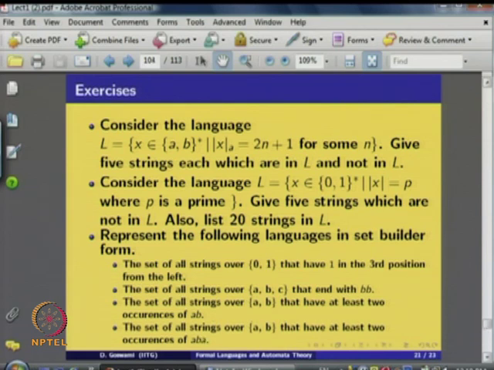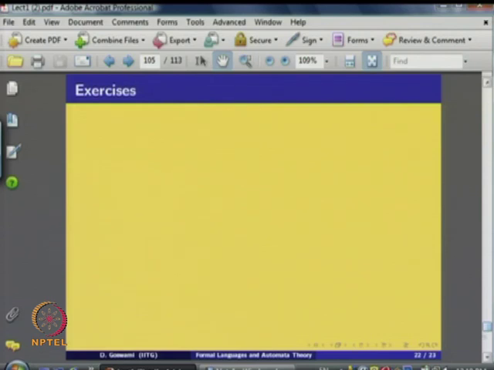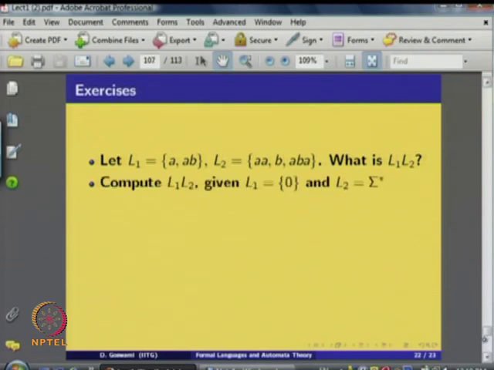The set of all strings over A, B that have at least 2 occurrences of A, B, A. Let us see some more exercises. Let L1 be the language containing the strings A and A, B. L2 is A, B and A, B, A. Compute L1 L2, the concatenation of the two languages.